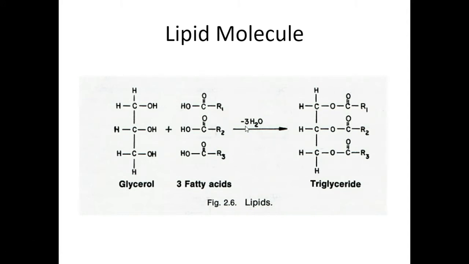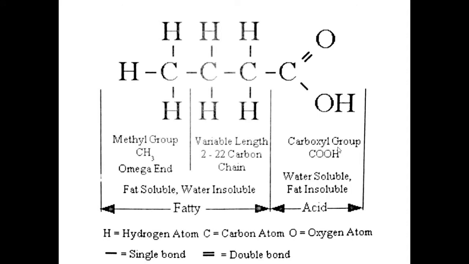If three water molecules are released when these compounds join together, they become a triglyceride. Each triglyceride molecule looks like this. A fatty acid varies in length, but it always has three major parts. The first part is the acid group, called the carboxylic acid group. This is the functional group of fatty acids.